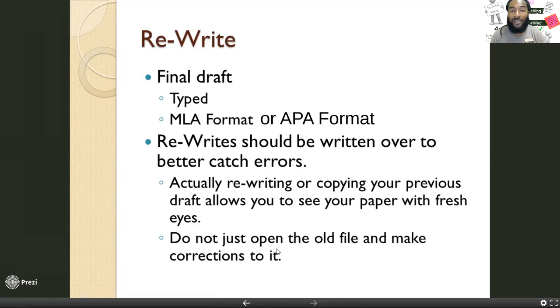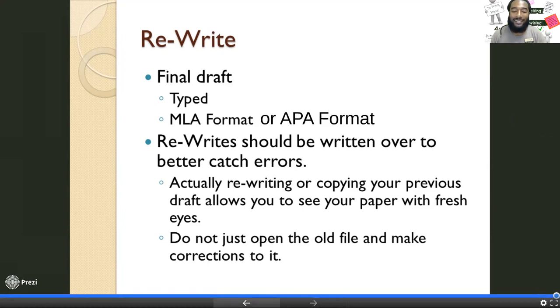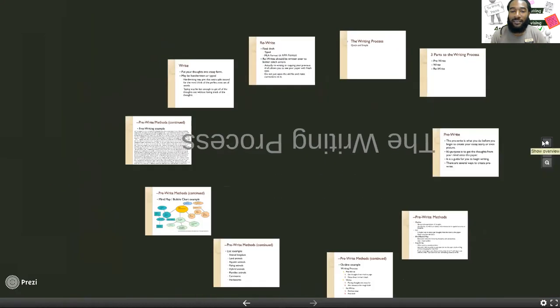And that's the writing process. The pre-write, the write, and the rewrite. Do it, make it your own, love it.